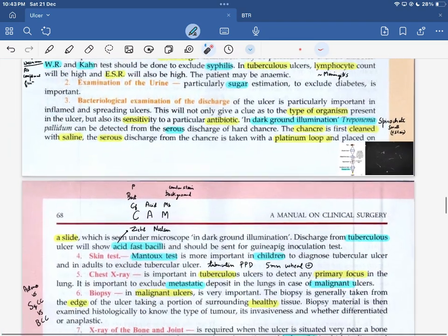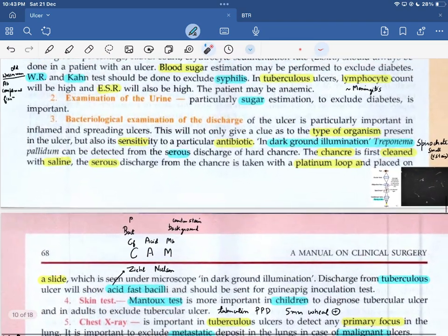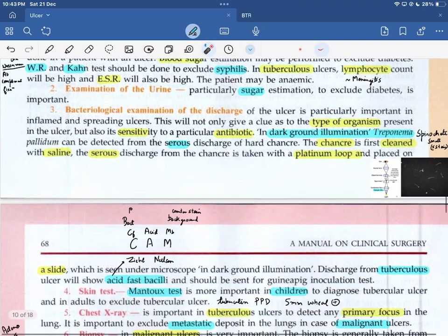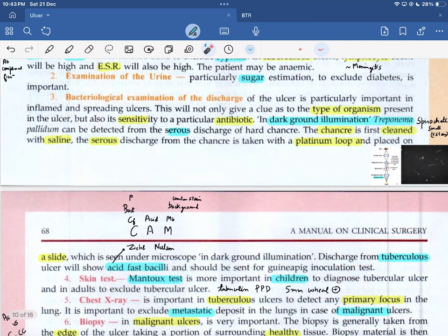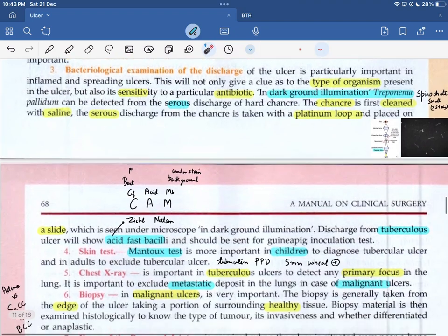So what else can we do other than this? The chancer is first cleaned with saline, and the serous discharge from the chancer is taken with the platinum loop, right? So the chancer is the hard chancer for syphilis again, right?